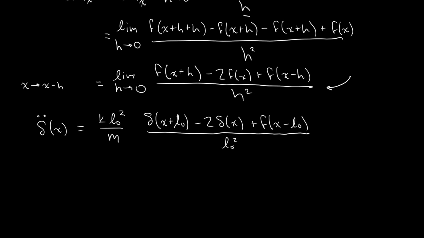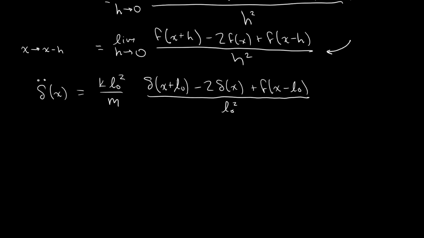But the problem is, if I just try to naively take the limit as L naught goes to 0, I run into a bit of a problem. Yeah, this part looks like a derivative, but I also have an L naught there, so I get some 0 times 0 divided by 0. Things are getting a little bit ill-defined, it seems.